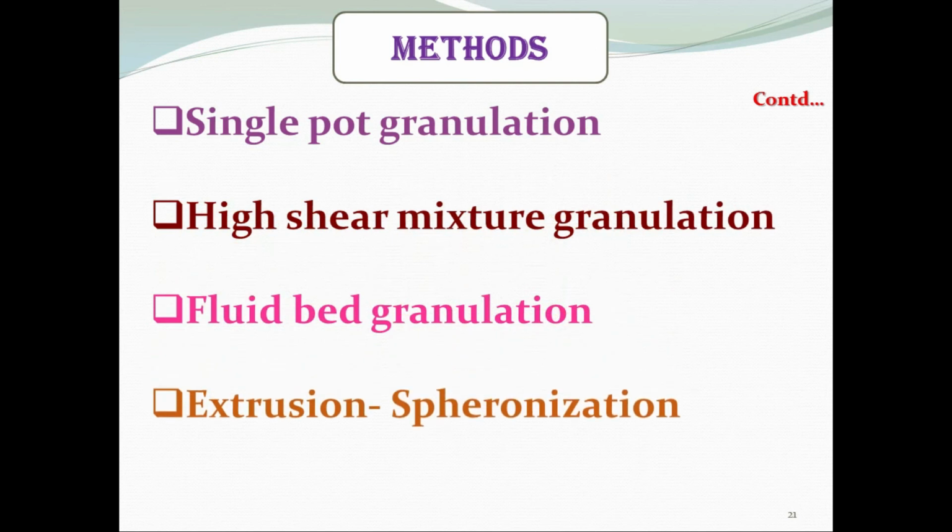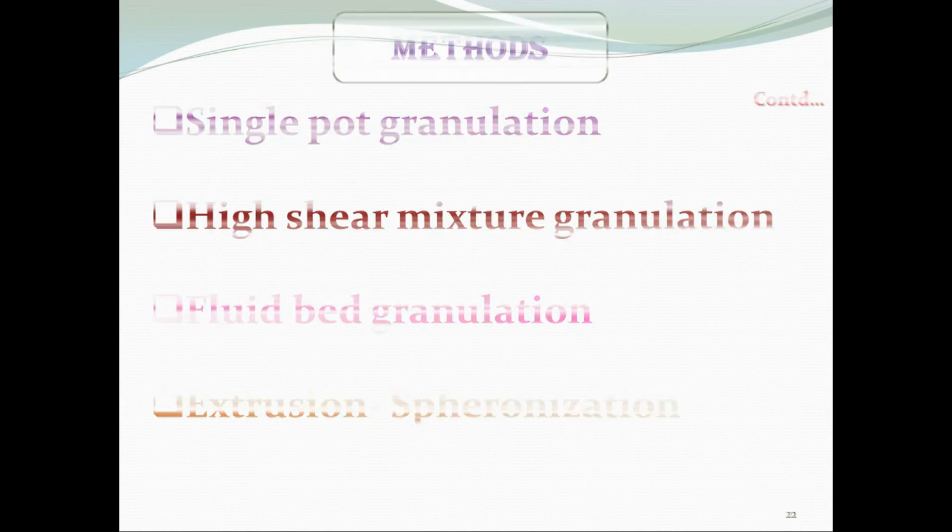Now, the methods of wet granulation. Generally these are the granulators. I'm just giving an overview now of the different types of granulators we use for the manufacturing of wet granulation, and one by one we will look at them in the next lecture. The first methods or equipment used in granulation are single pot granulation, then high shear mixer granulators, then fluidized bed granulation, and extrusion spheronization. That is a specialized technique for granulation, which we are also going to study.